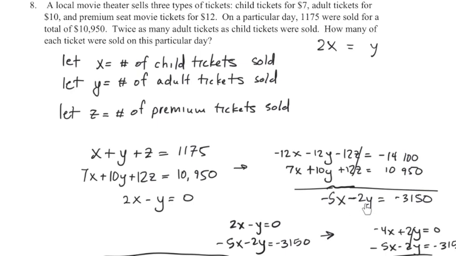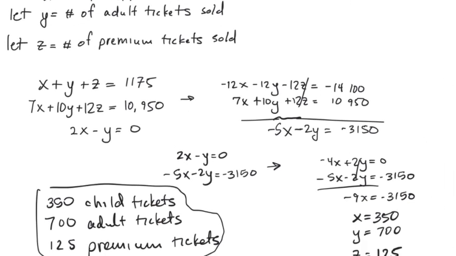Then I combine this negative 5x minus 2y equals negative 350 with the equation 2x minus y, which already had z missing, and you solve this smaller system of equations. I multiply the top equation by negative 2 to eliminate y, and you can see here that x was equal to 350. Now it says there were twice as many adult tickets, so that means there were 700 adult tickets sold. If you add 700 plus 350, that's 1,050. The total was 1,175, so I just subtracted to get z equals 125.